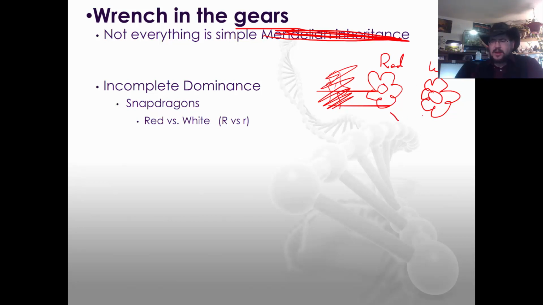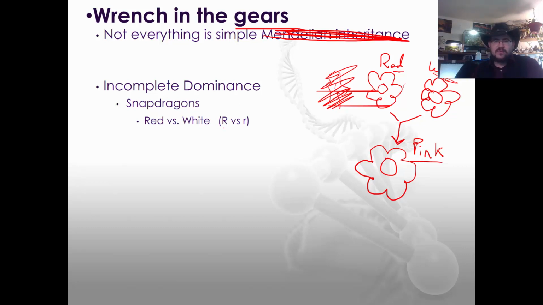If you combine a red snapdragon and a white snapdragon, under Mendelian inheritance, you would expect the offspring to be whichever color is dominant, right? So is the red dominant or is the white dominant? Well, the answer is neither is dominant. In fact, what you get is an offspring that is a blend of both phenotypes. So this offspring will be pink.